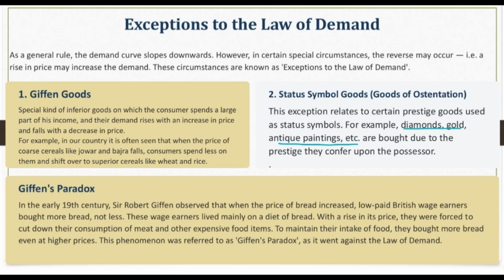Now, there's this Giffen's paradox. In the early 19th century, Sir Robert Giffen observed that when the price of bread increased, low-paid British wage earners bought more bread, not less. These wage earners lived mainly on a diet of bread. With the rise in its price, they were forced to cut down their consumption of meat and other expensive food items. To maintain their intake of food, they bought more bread even at higher prices. And this phenomenon was referred to as Giffen's paradox as it went against the law of demand.